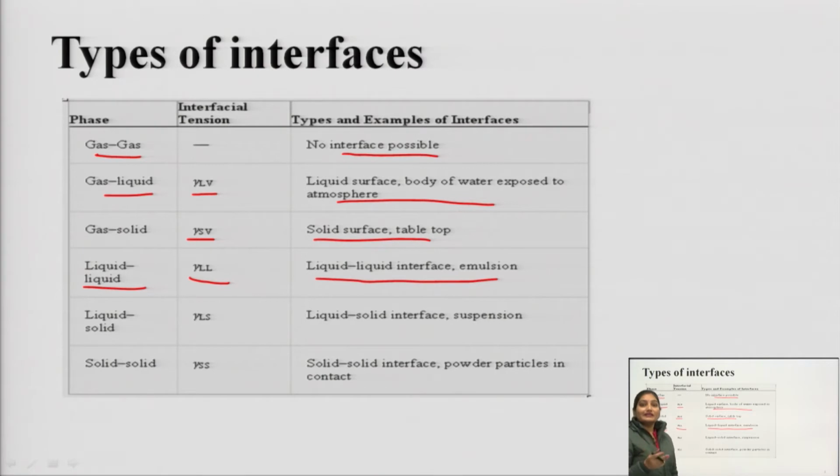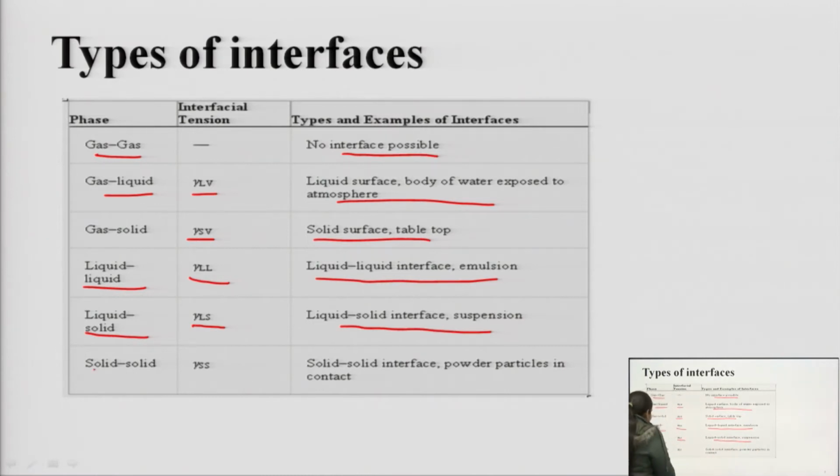If the liquids are immiscible with each other, then only there will be an interface. If the liquids are completely miscible, then there will be no interface between them. Okay. The liquid-solid interface is designated by gamma LS, and an example of liquid-solid interface is suspension.